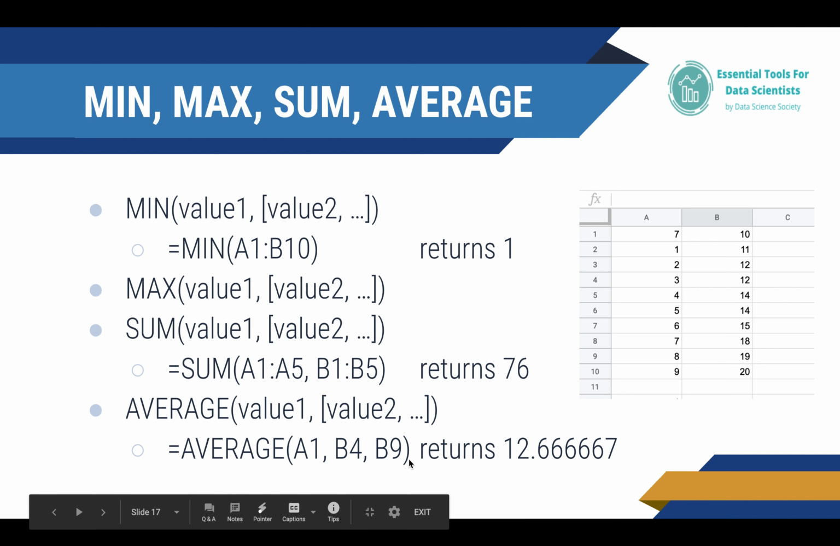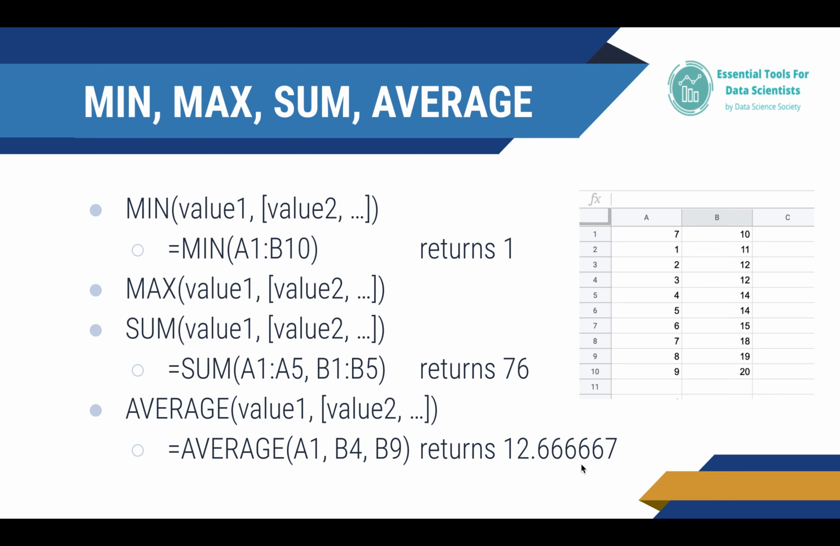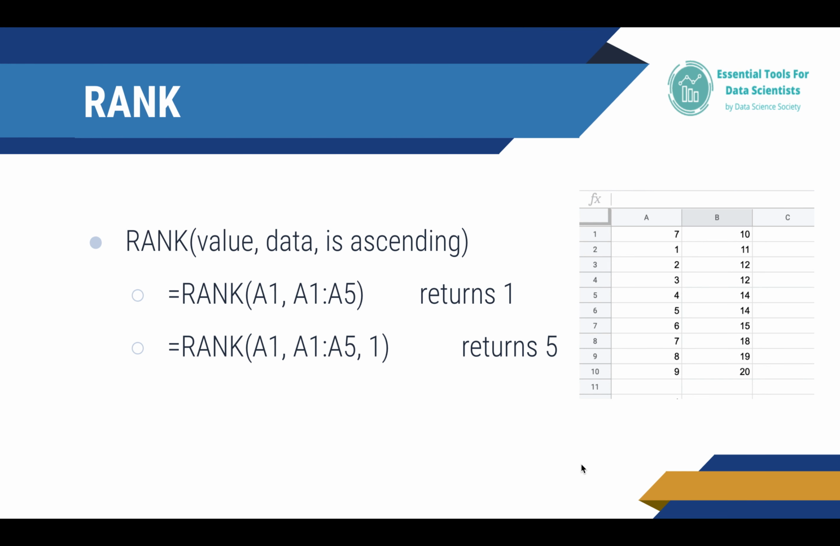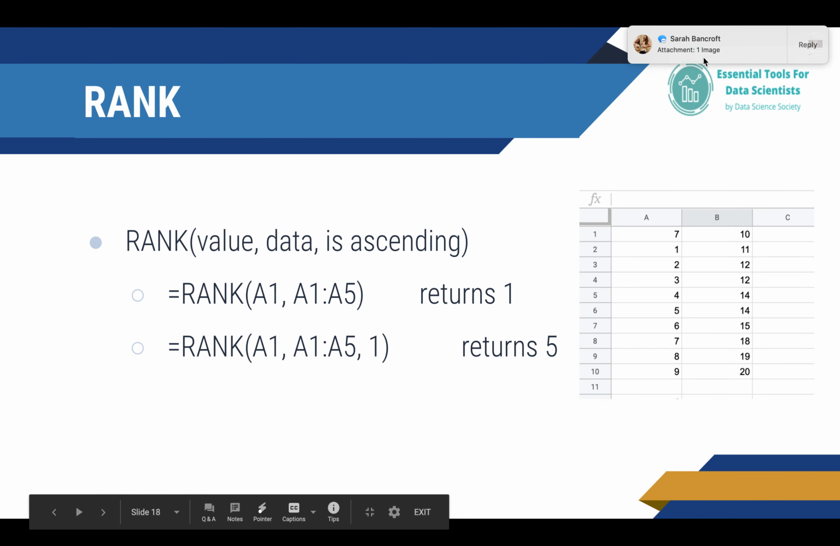I just put 3 values here, and the average was 12 2/3, so that was kind of nice. Rank. So rank takes a value and some data. It is important that the data contains that value so that the value can be ranked within the data. Is ascending defaults to 0. So is ascending defaults to actually not being true.